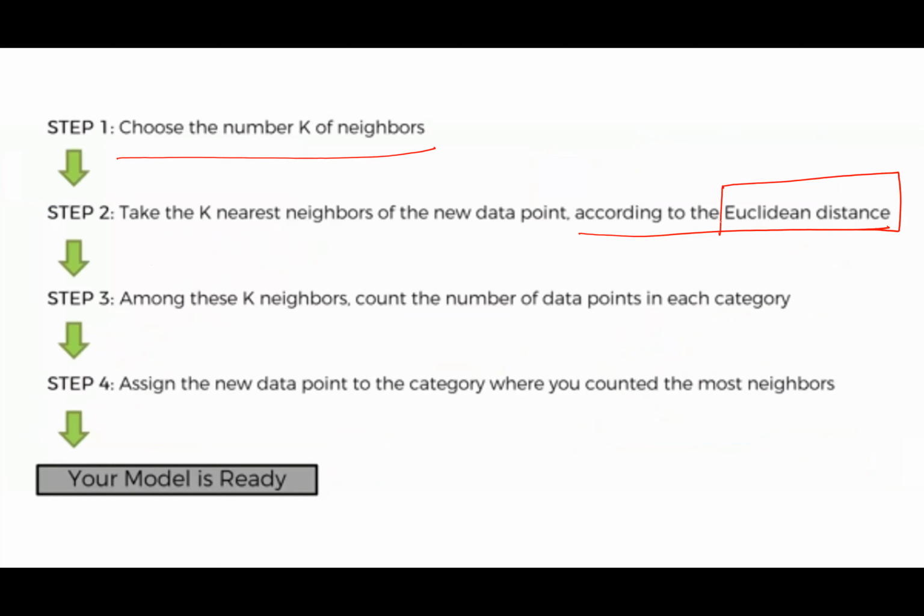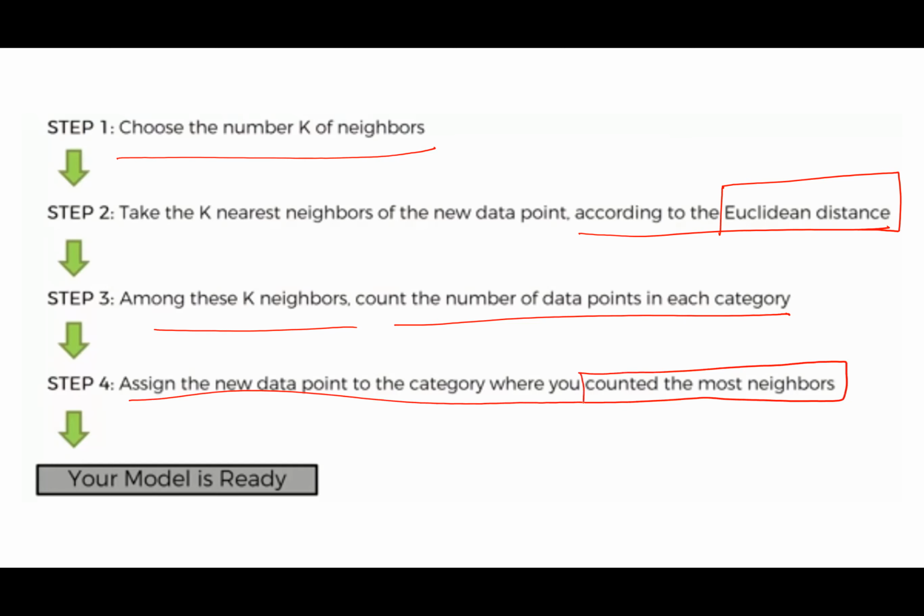So basically, find the distance of the new point from all the points, and you pick the top 5 or top whatever the k value you have decided. That many neighbors you take out a vote. Among these k neighbors, count the number of data points in each category. So basically, out of these 5 neighbors, you count how many of them fall into category 1, how many of them fall into category 2, 3, 4, 5, like that, and you take a note of the count. Right, assign the new data point to the category where you counted the most neighbors.